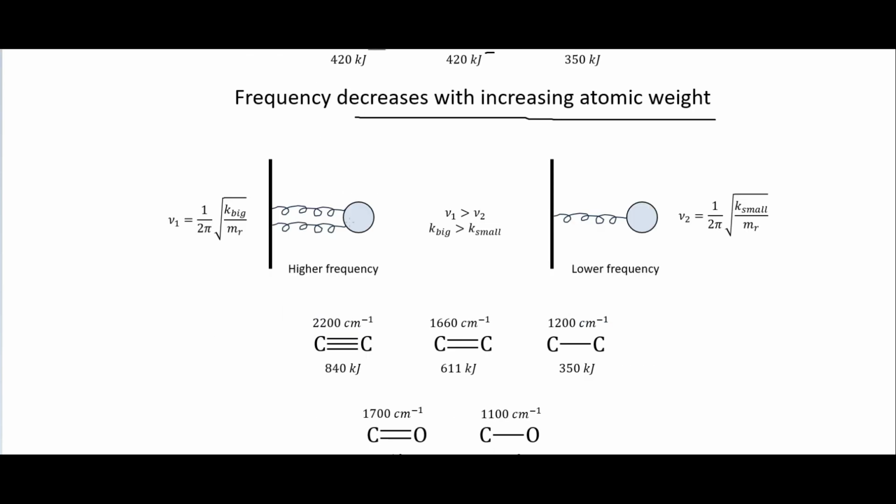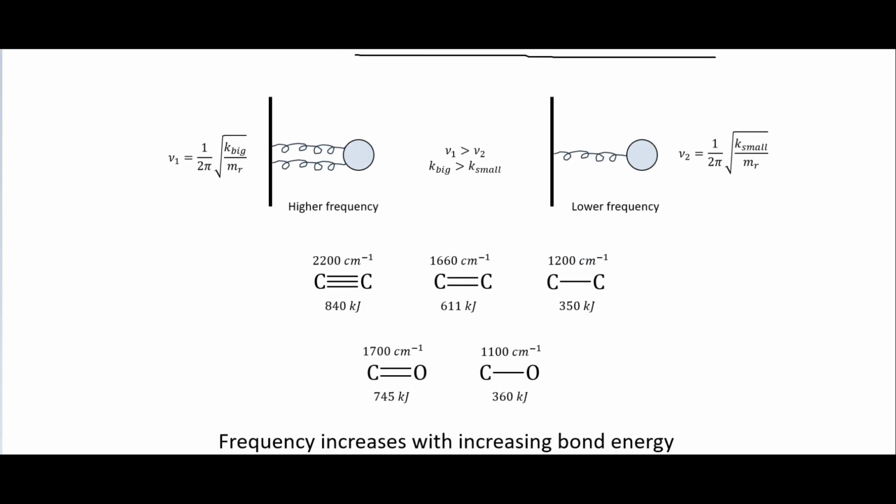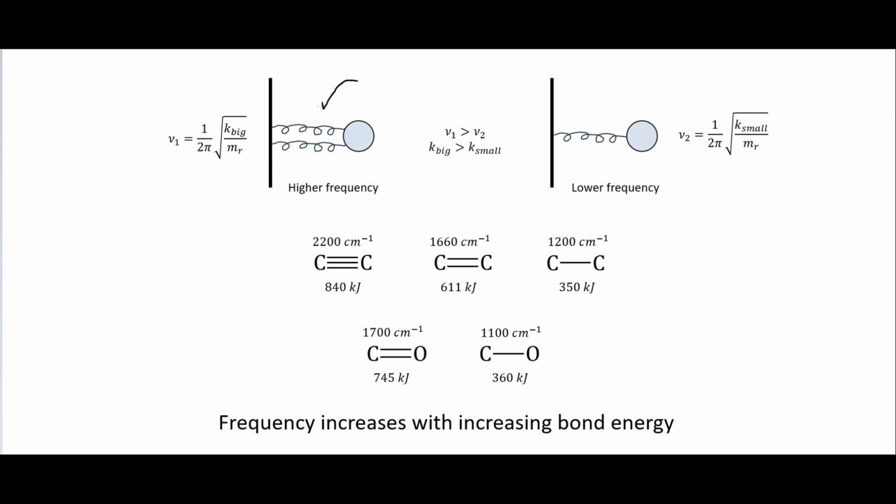And the other thing is this K constant here. So if we have, say, two springs bound to it, then we will have a larger K constant here than if we just have one spring bound to it. And so the bigger K is going to result in a bigger frequency, so a higher frequency. These multiple springs we can think of as being multiple bonds. So if we have a carbon-to-carbon triple bond, that's 2,200 inverse centimeters. A double bond is 1,660, and a single bond is 1,200. And we can look at that for carbon to oxygen as well. So if it's a double bond, it's 1,700.